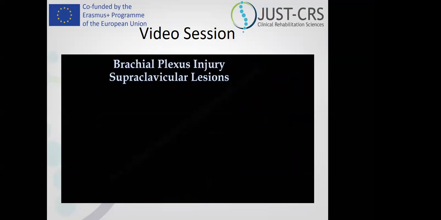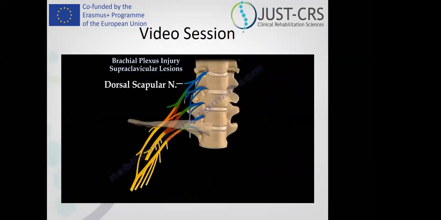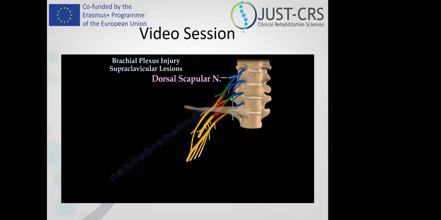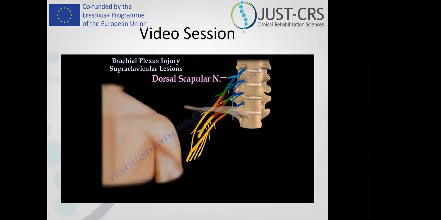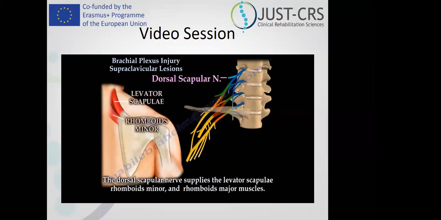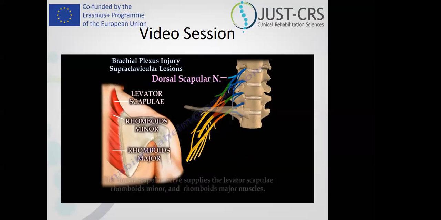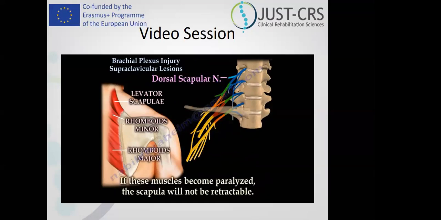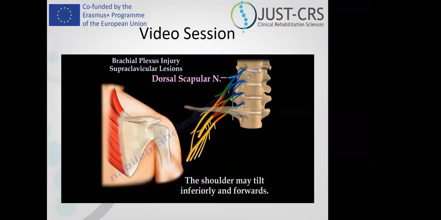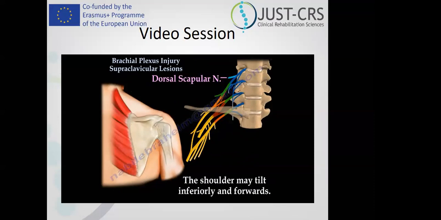Okay, so the supraclavicular lesion has three nerves involved: the dorsal scapular nerve, the suprascapular nerve, and the long thoracic nerve. The dorsal scapular nerve innervates the levator scapulae, rhomboid minor, and rhomboid major muscles. Thus, if these muscles become paralyzed, the scapula will not be retractable and the shoulder will tilt inferiorly and forward.